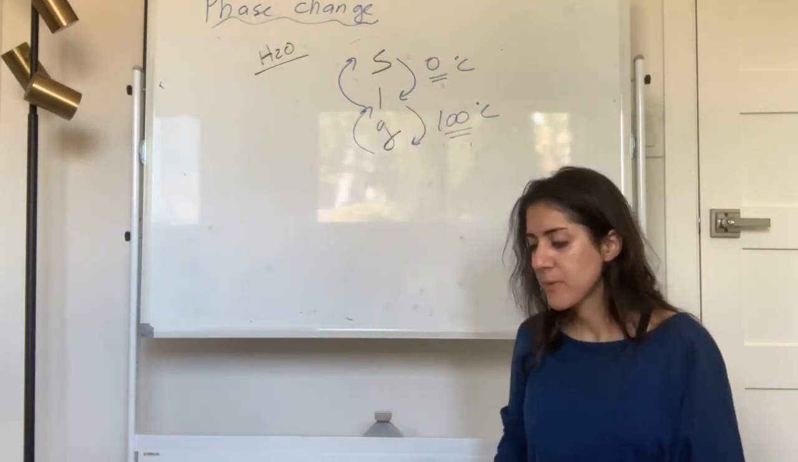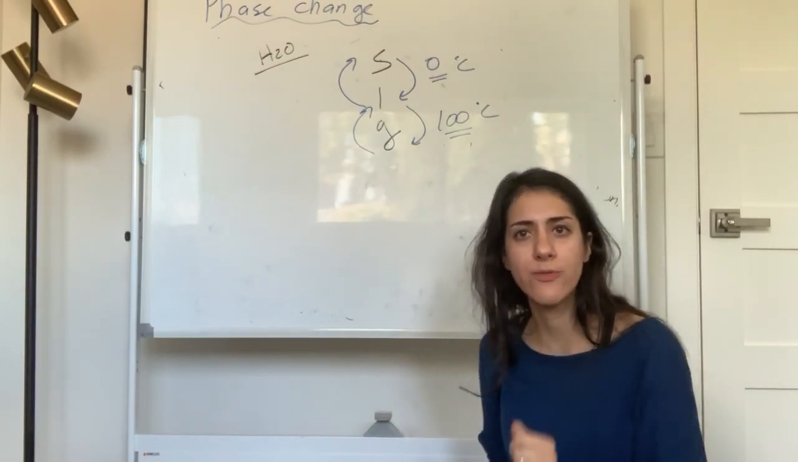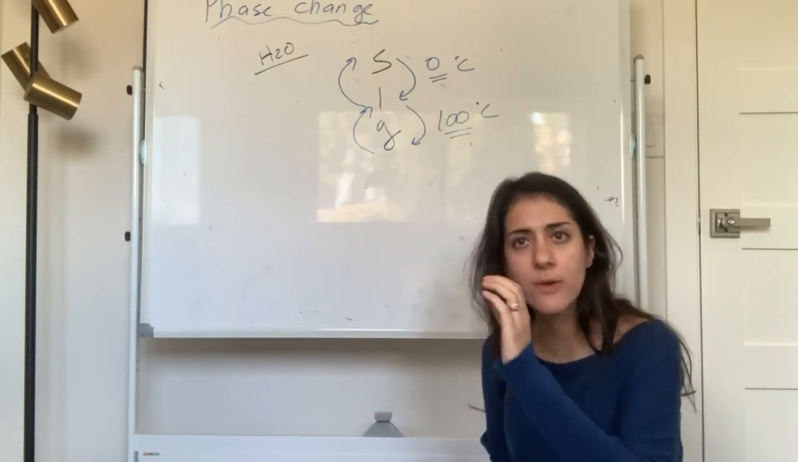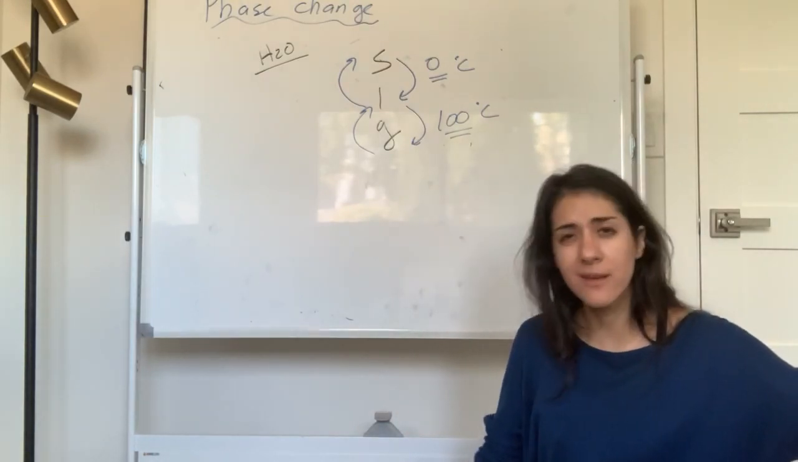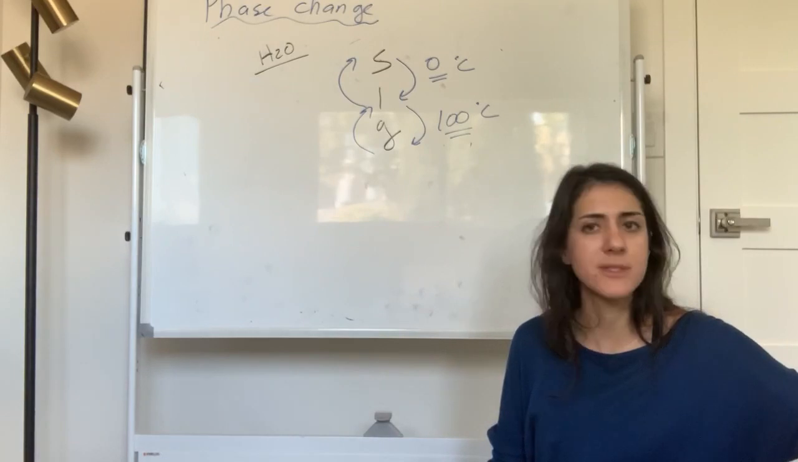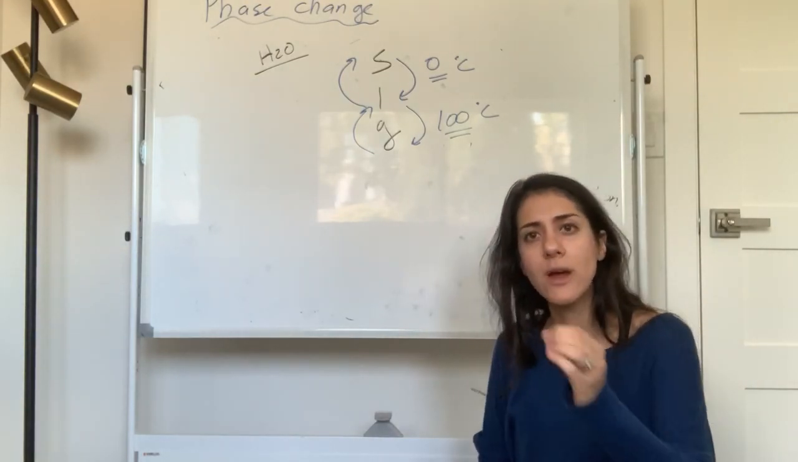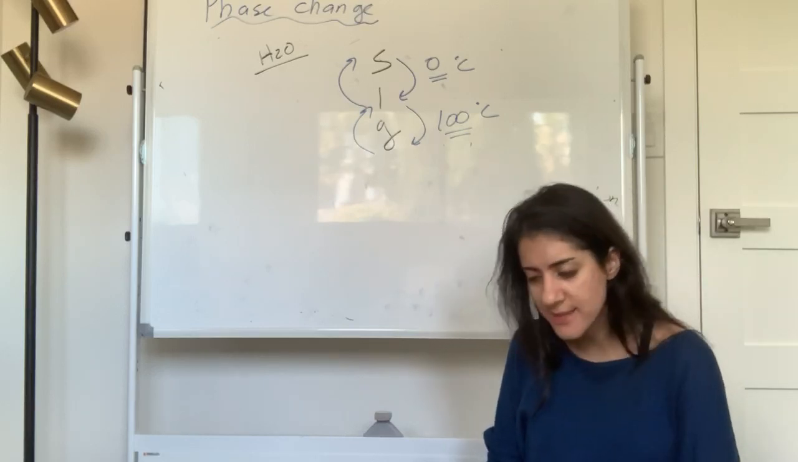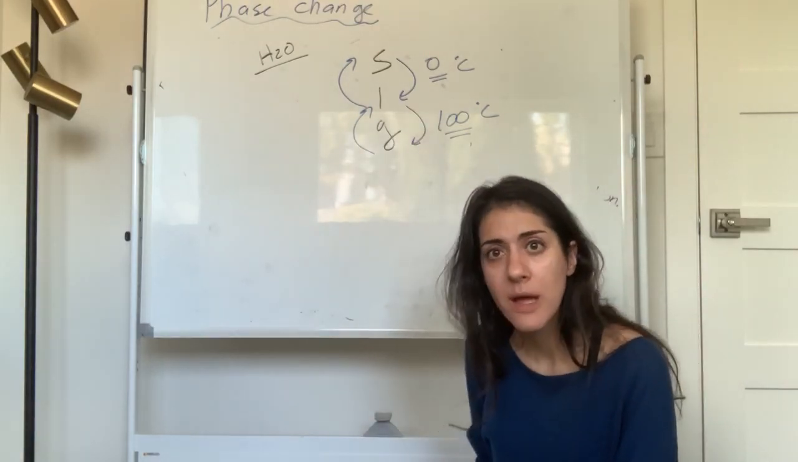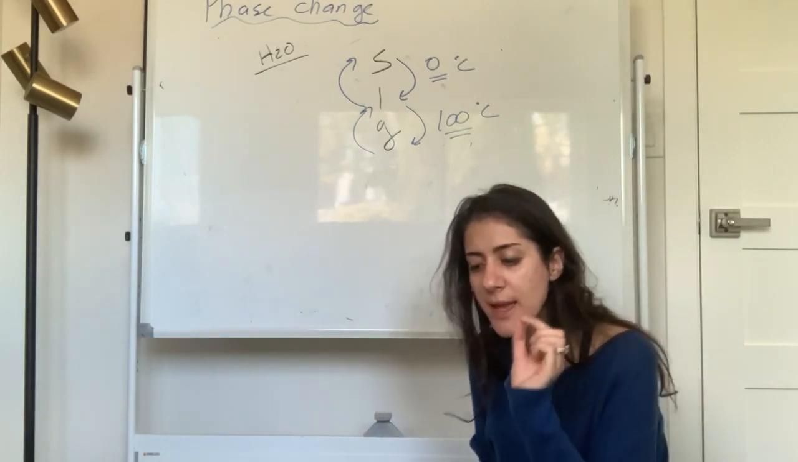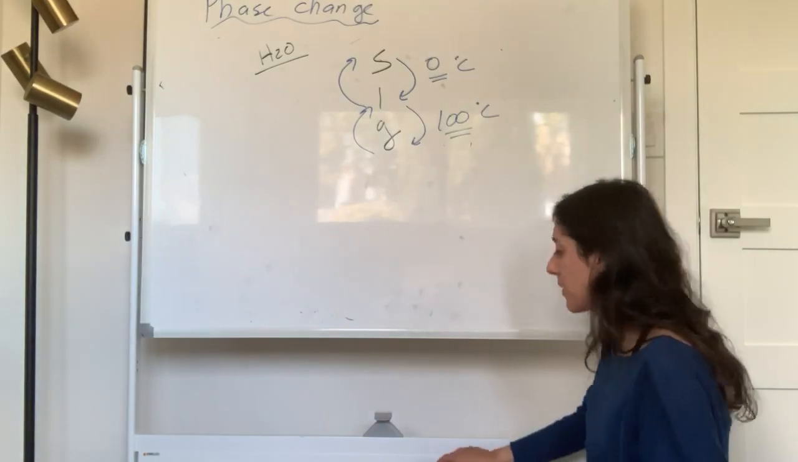So again, water has a specific temperature where it will do a phase change. At 0, it can do a phase change. At 100, it could do a phase change. Different liquids are going to have a different specific temperature where they do a phase change. But for water, at 0 and at 100, they can do a phase change. So what I need you to remember right now is that you have to be at a specific temperature in order to do a phase change. So far, so good? Okay.